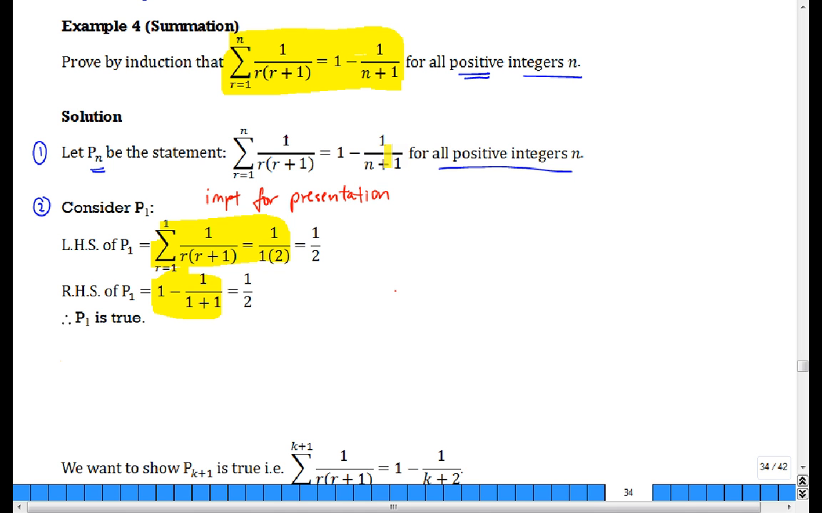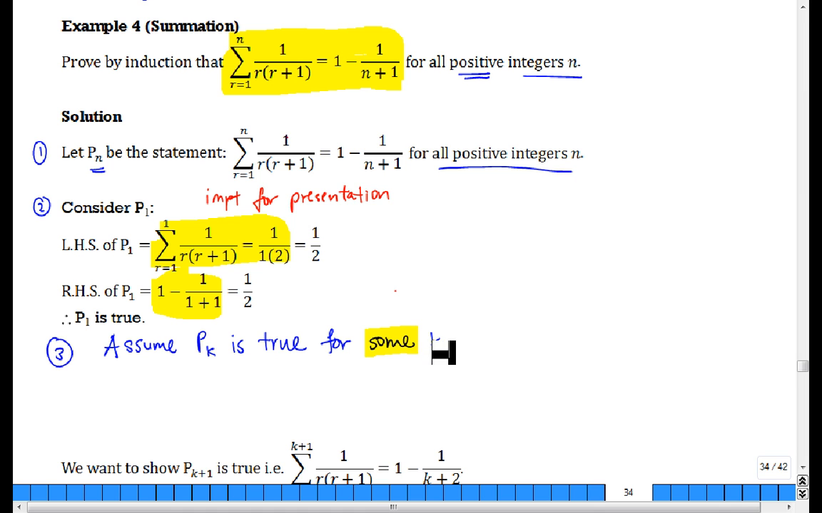Now, next step. Step number 3. Sorry, the handwriting was like that. What is step number 3? Are you able to write? You assume Pk is true. Is that good enough? No, we cannot just say assume Pk is true for what? For some k. Not for all k, for some k.